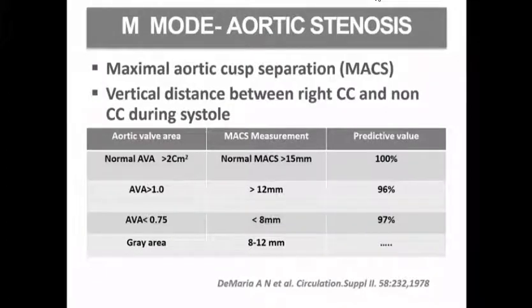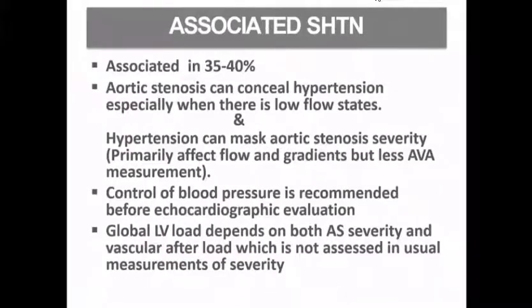If you are getting the separation more than 2 centimeter, the aortic valve area is more than 1.5. If you're getting the suppression more than 1.5 centimeter, it has 100% predictive value that it is not any severe AS. But less than 8, it is definitely severe, and there is a gray zone between 8 to 12. So whenever you're getting the suppression more than 1.5, you can rule out severe AS. But for further moderate to severe assessment, you need another modality rather than the M mode.